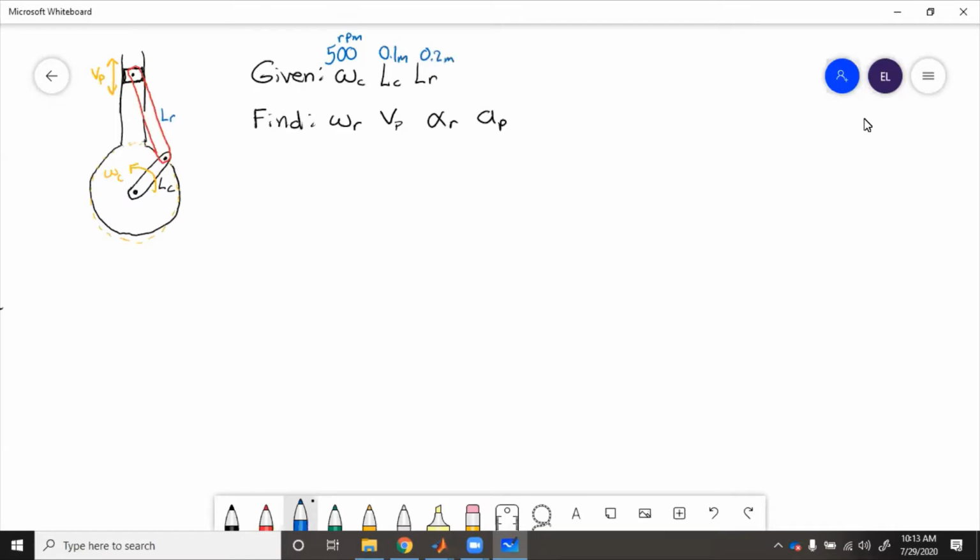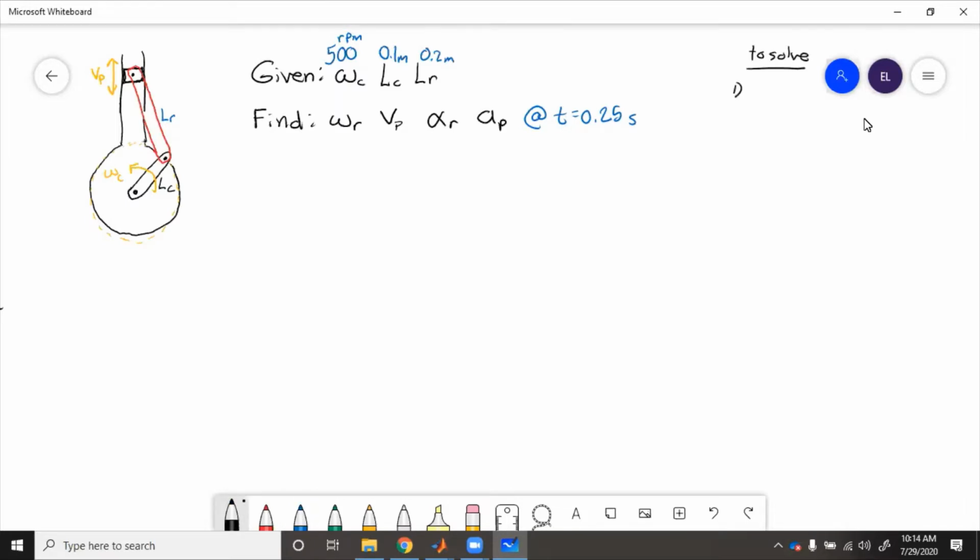And we want to find angular velocity of the rod, linear velocity of the piston, angular acceleration of the rod, and linear acceleration of the piston at t equals 0.25 seconds. And this omega, given as 500 RPM, this is constant. So steps to solving this one.